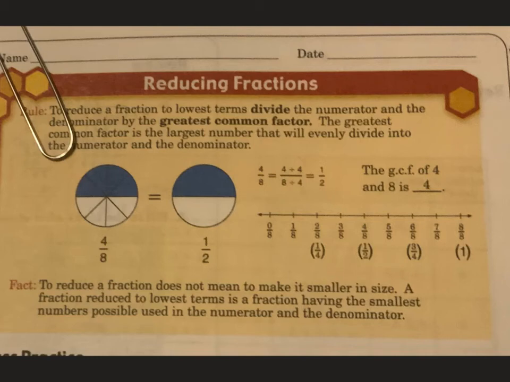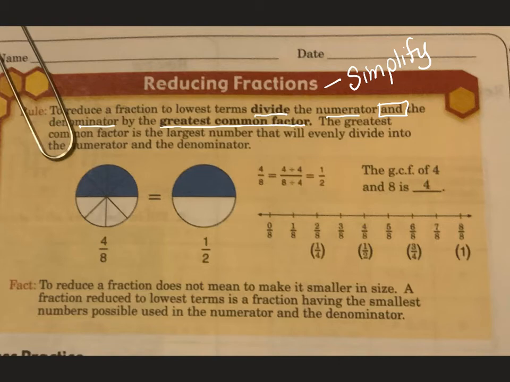Okay, guys, we are doing reducing fractions. Another term for reducing fractions is to simplify. Simplify and reduce mean you're going to put your fraction in the lowest terms possible. So you're going to divide the numerator and the denominator by the greatest common factor.